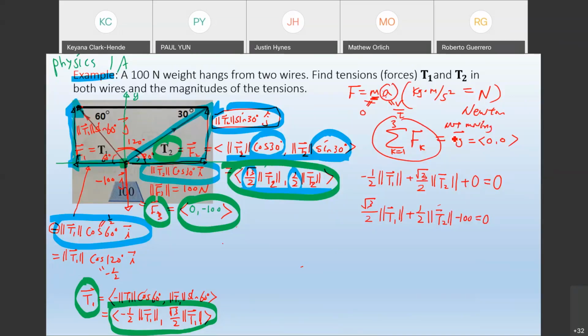Make sense? So you add all the x components, and the summation of the x components must be 0, because it's not moving. How about the y components? The summation must be 0 as well. Make sense, Justin? Yes, sir.